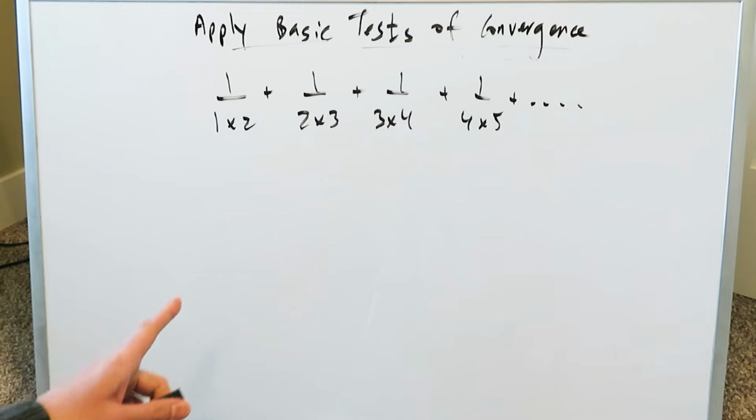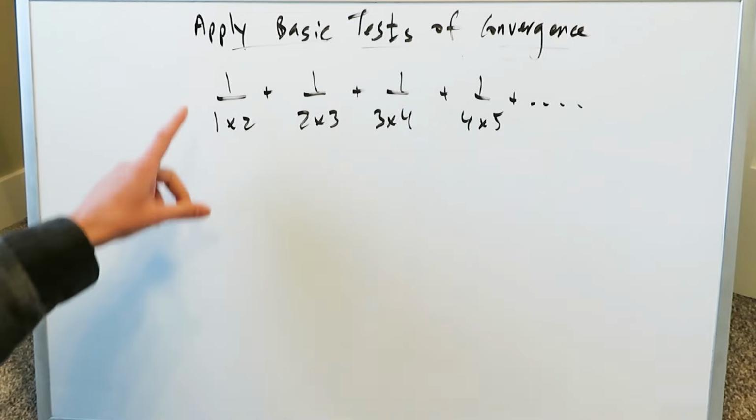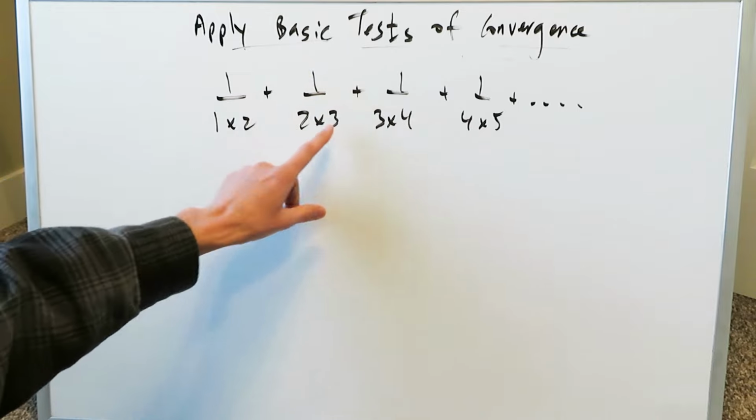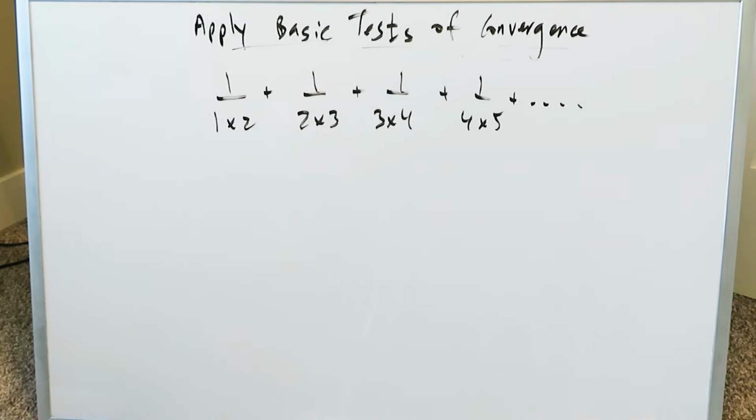We have a series which looks like this. We're not defining it in terms of any rule, but we have 1 divided by 1 times 2, 1 divided by 2 times 3, 1 divided by 3 times 4, and onwards.